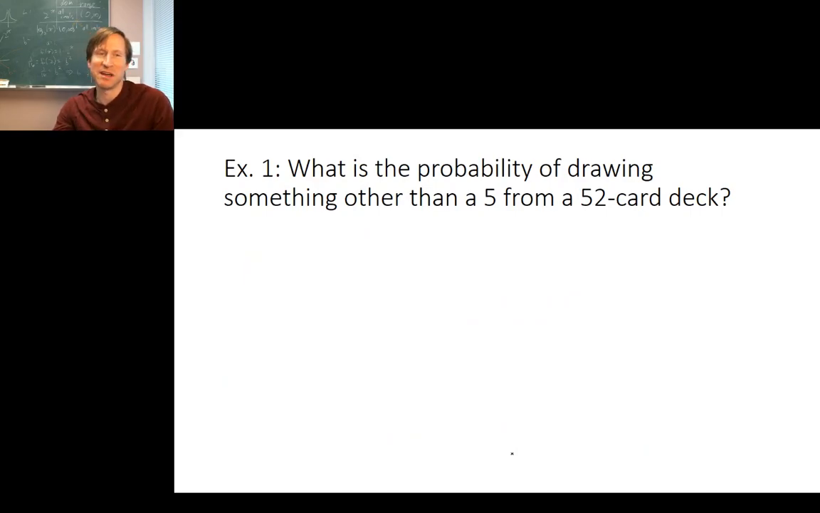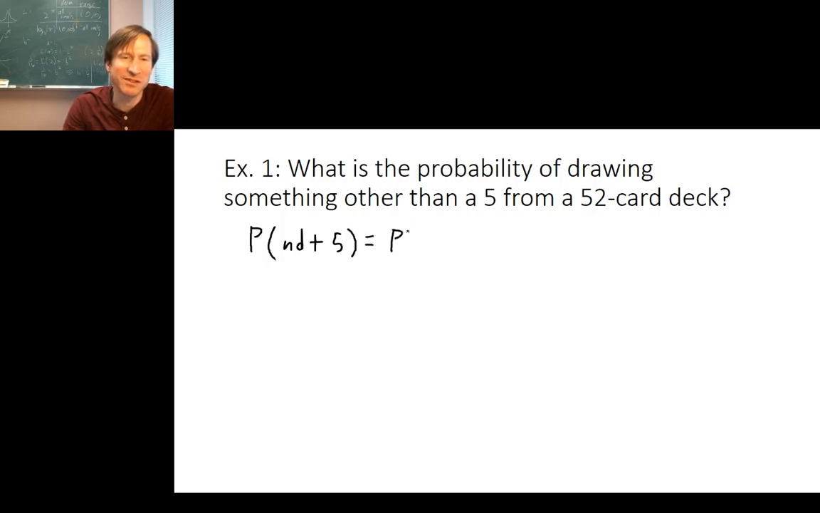Let's look at a couple examples. So what's the probability of drawing something other than a 5 from a 52-card deck? So we could write that like this. Something other than a 5, that would be the probability of not drawing a 5. But that means it's really the complement. So this is the probability of the complement of drawing a 5.